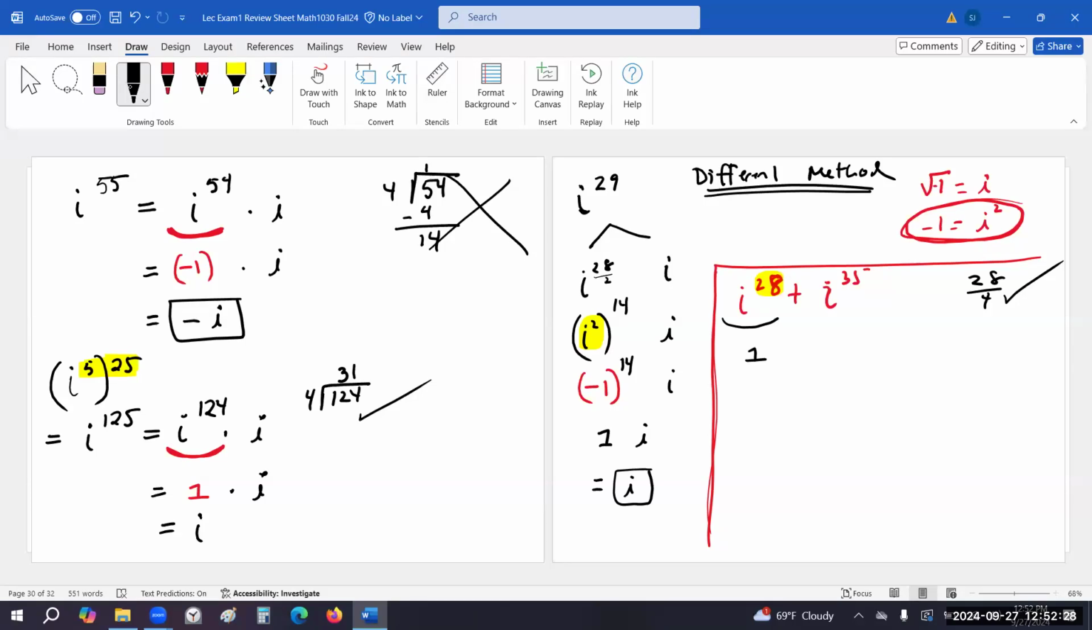You don't have to write this down. You can simply write 1. But yes, it's i to the 0 and then i to the 28. But anyway, you don't have to do anything. If you show me this, I'll understand: oh, you just divided by 4. I understand.